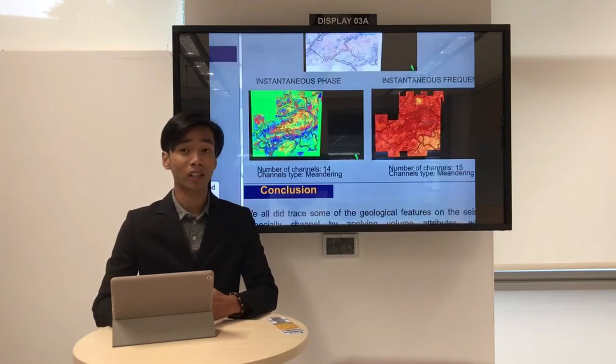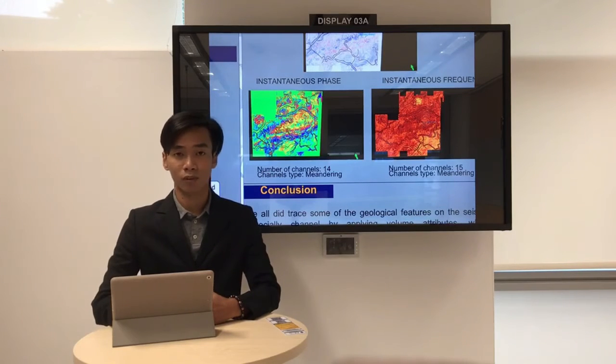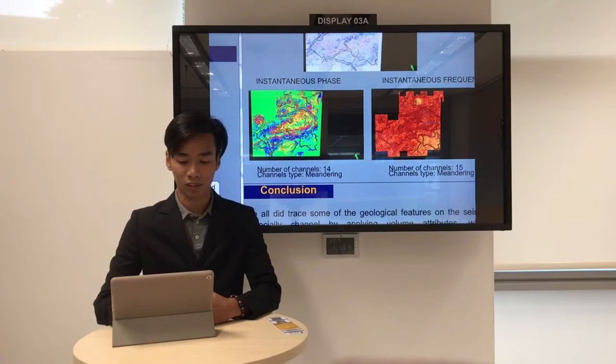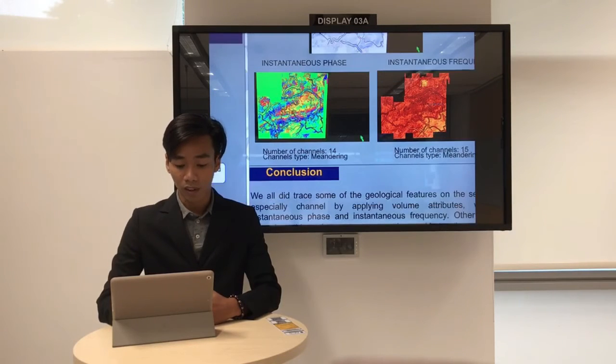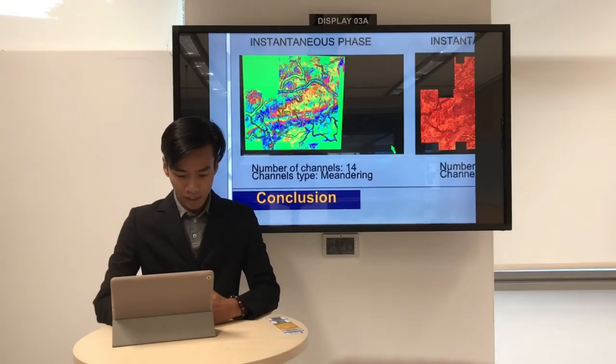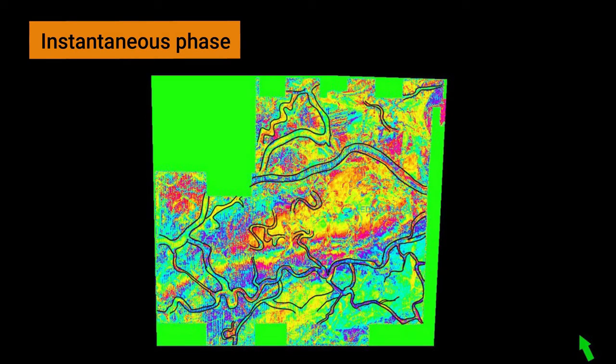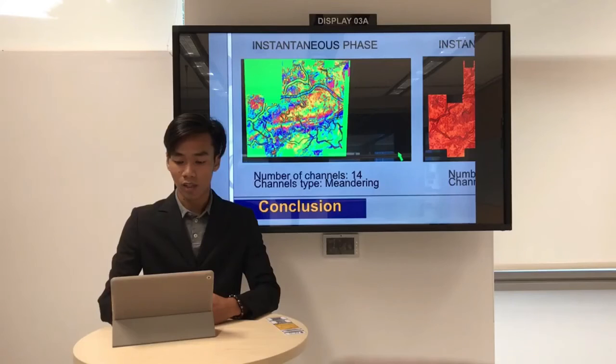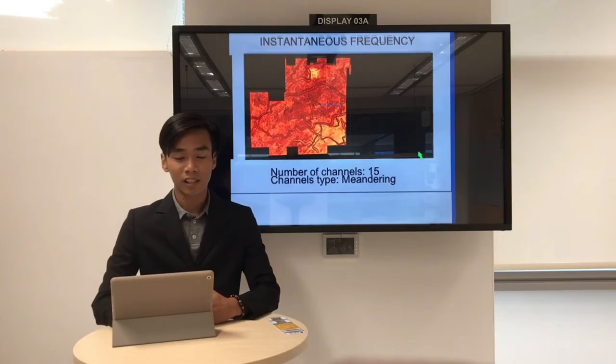Next, according to the title of our project, which is the application of instantaneous frequency and instantaneous phase for tracing channels. This one, the green one you can see here, is the effect after we apply the volume attribute, mainly instantaneous phase. As you can see, we can trace 14 channels that we have highlighted in black. The next one here is the instantaneous frequency.